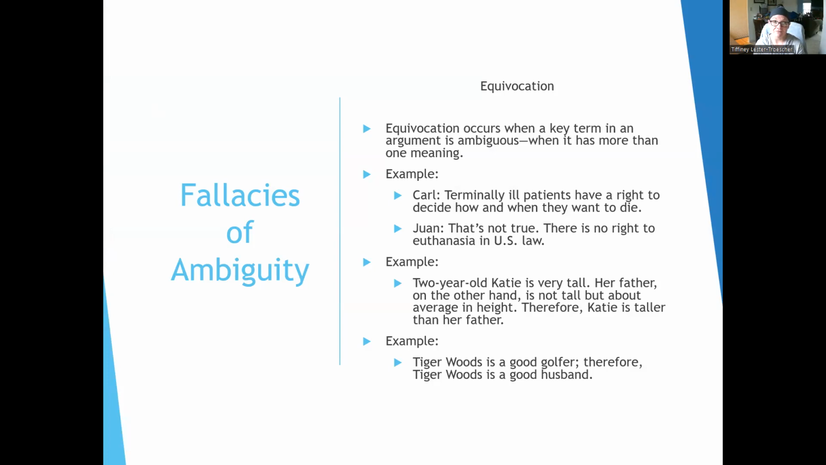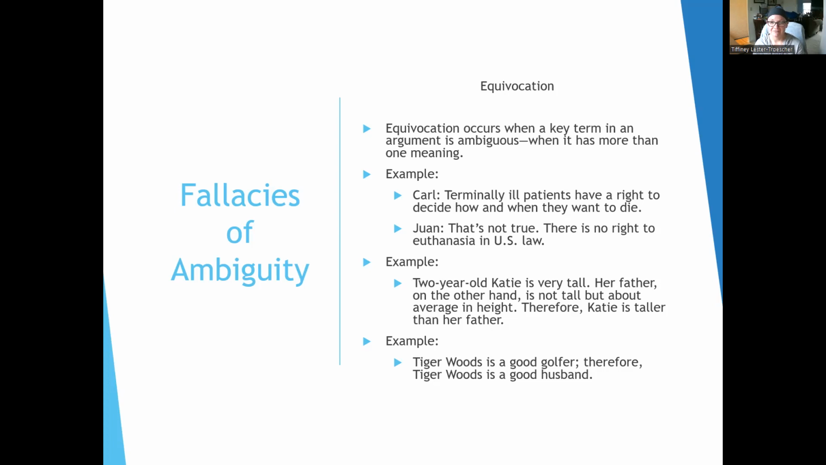And it can be used in different contexts. So Carl is saying it's just a basic human right, that maybe it should be a law, right? We have a right. And Juan is thinking more of actual legal laws, right? And so the idea of a right can be different depending on the context. It's an ambiguous word. Another example says 2-year-old Katie is very tall. Her father, on the other hand, is not tall, but about average in height. Therefore, Katie is taller than her father.